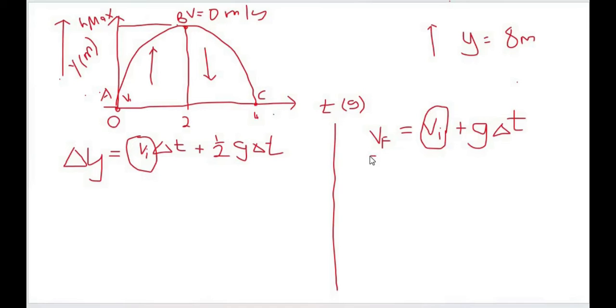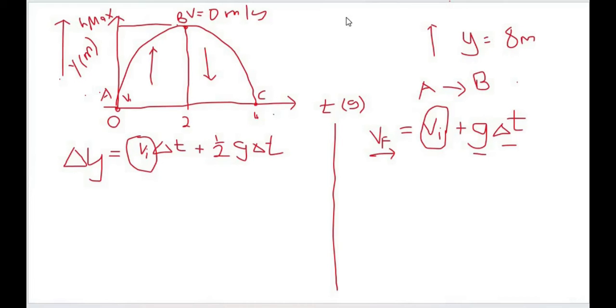But you may ask, what's vf? So if we only consider the motion between A and B, only when the object is going up, there are a few things that we know. We know the time from A to B is 2 seconds, so we have that. We know g, that's our gravitational acceleration, is 9.8. And since it's acting downwards, right?